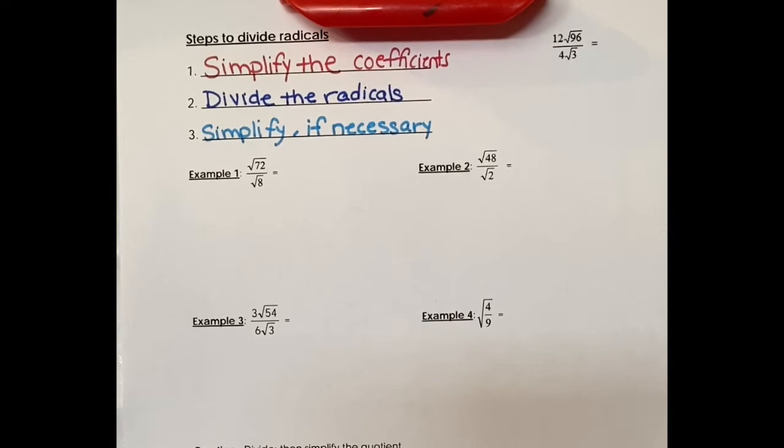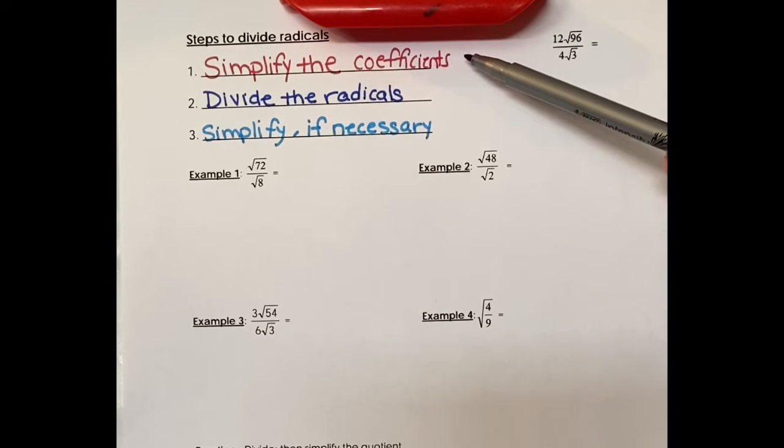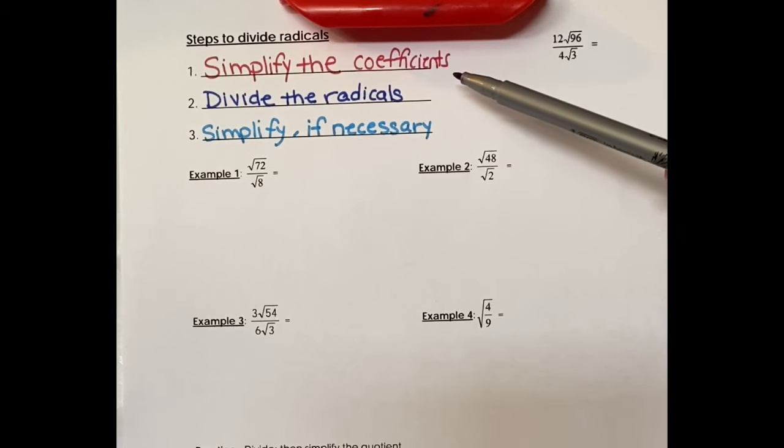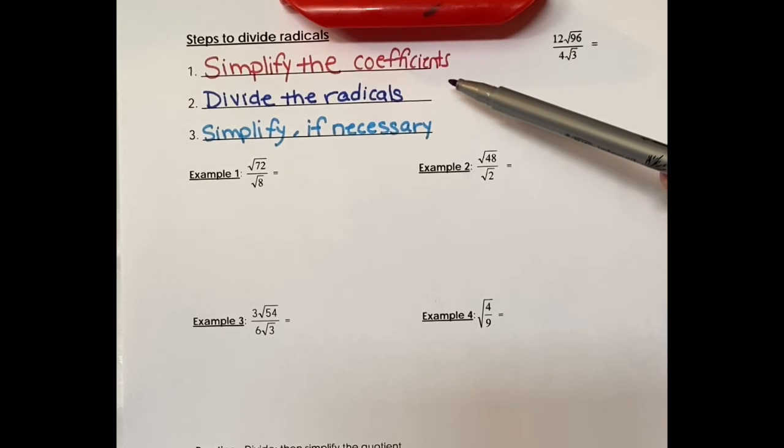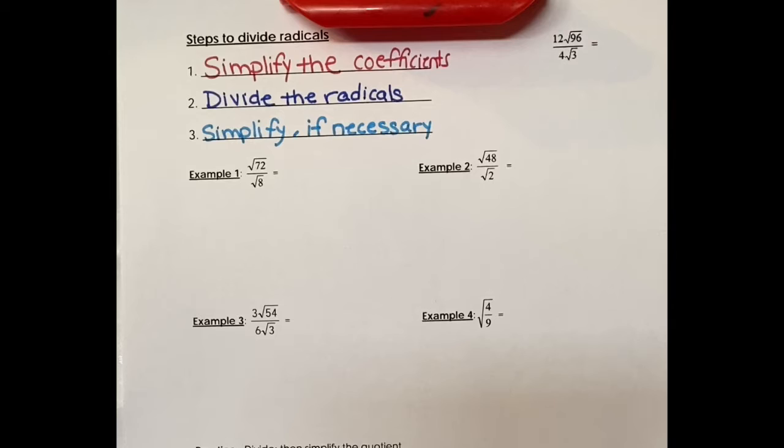Everyone. So today we're going to learn how to divide radicals. Yesterday we did multiplying radicals. So when you have to divide radicals, you're going to start by simplifying the coefficients if you can. Then you would divide the radicals if you can, and then simplify the radicals if necessary.